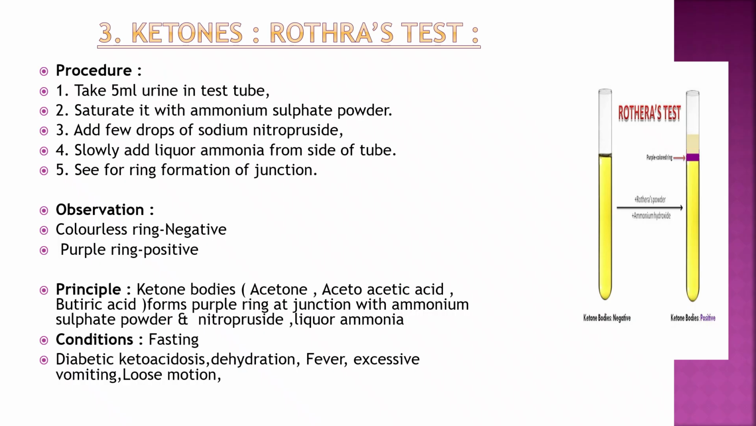If it is purple, it is a positive test; if it remains colorless, it is negative. So the principle is these ketone bodies, that is acetone, acetoacetic acid, and beta-hydroxybutyric acid, react with the ammonium sulfate powder, nitroprusside and liquor ammonia and form a purple ring at the junction. The conditions seen in this ketonuria, that is ketones present in urine, are mainly diabetic ketoacidosis, and sometimes you can see it in fasting state, dehydration, fever, exercise, vomiting, loose motions. So that is dehydration conditions.